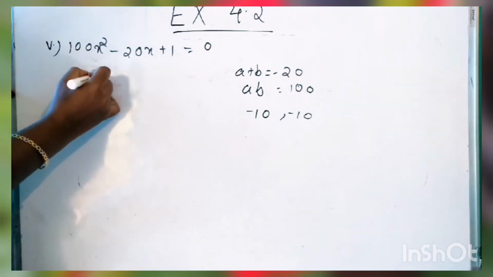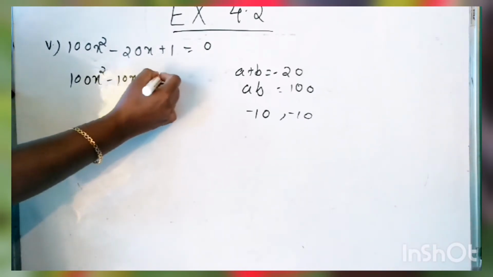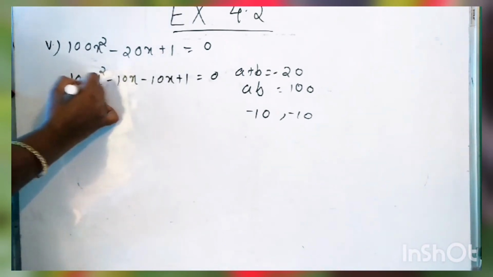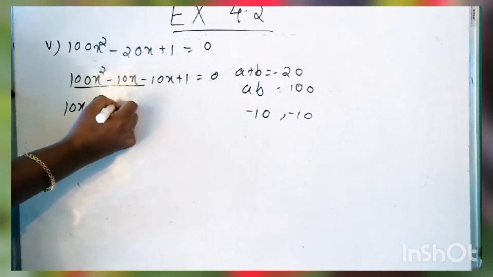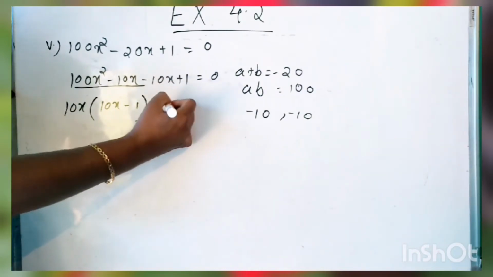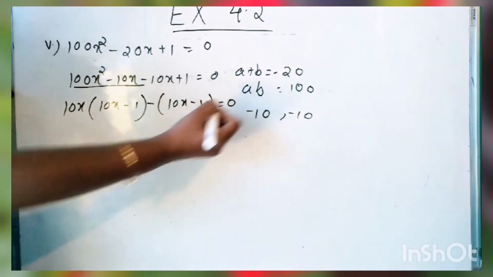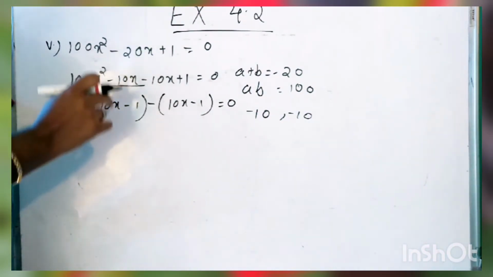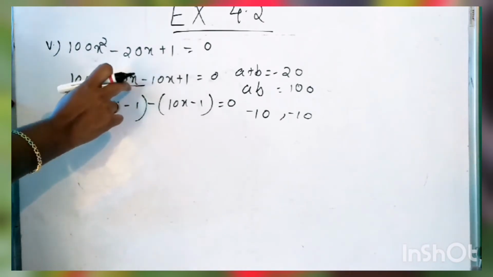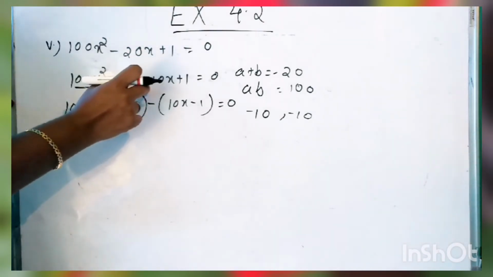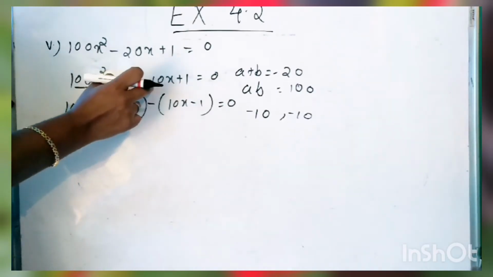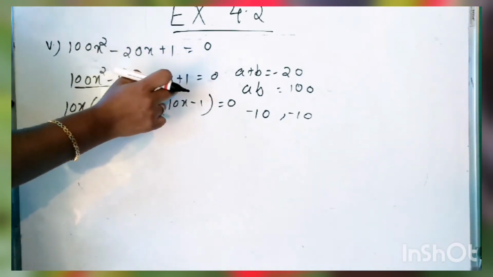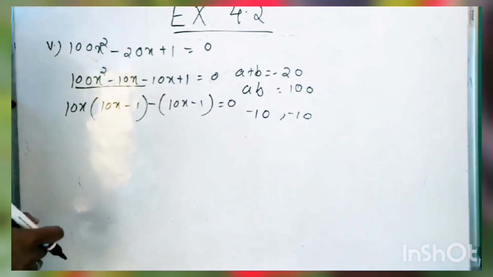So this becomes 100x square minus 10x minus 10x plus 1 is equal to 0. Now take 10x common from these two terms. Then this is 10x minus 1, and take minus common, then that is 10x minus 1, equal to 0. If you take 10 outside from 100, then 10 will remain. X outside from x square, x will remain. And we took 10x outside, then here we will have minus 1. And we are taking minus outside from these two terms. Then if you take minus outside from minus 10x, that becomes plus 10x. And if you take minus outside from plus 1, then that becomes minus 1.